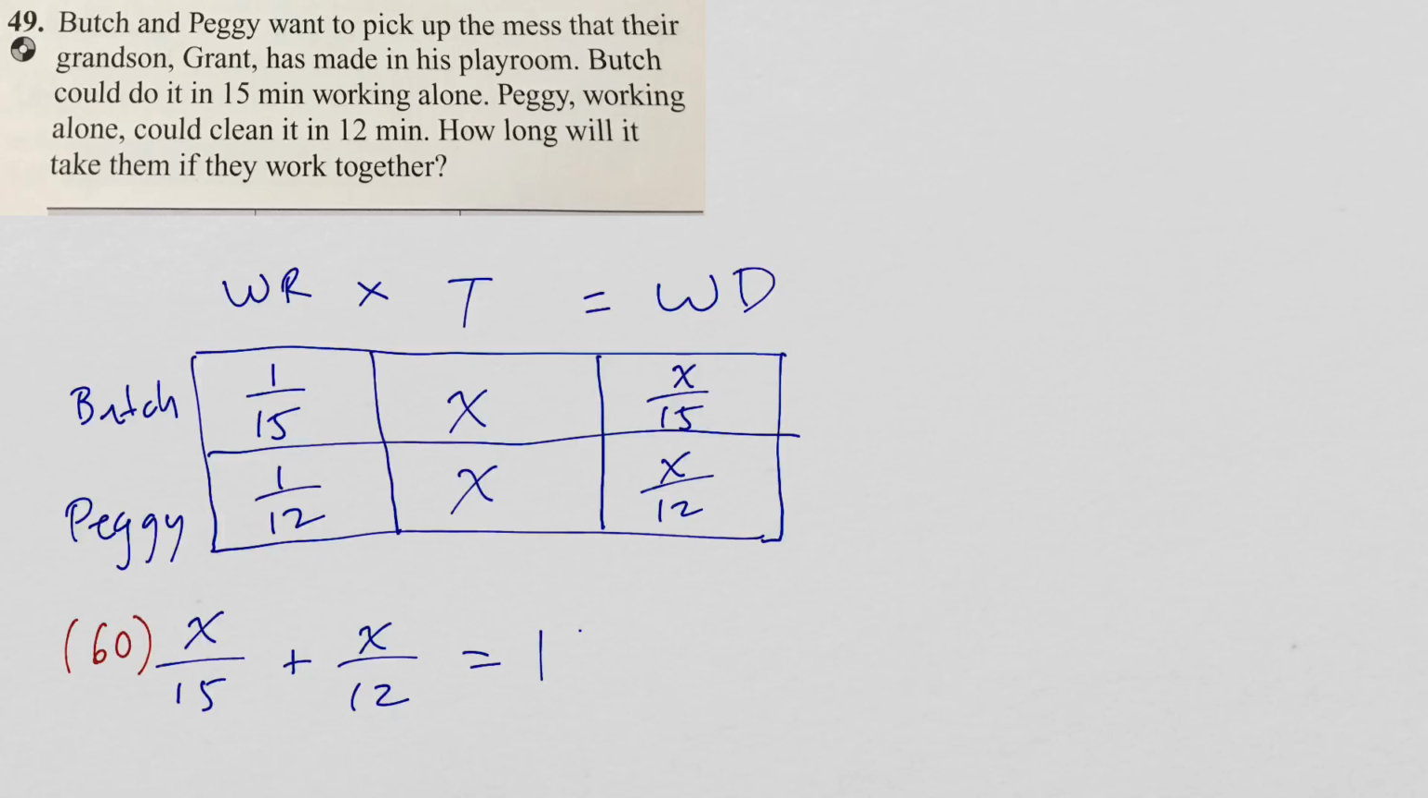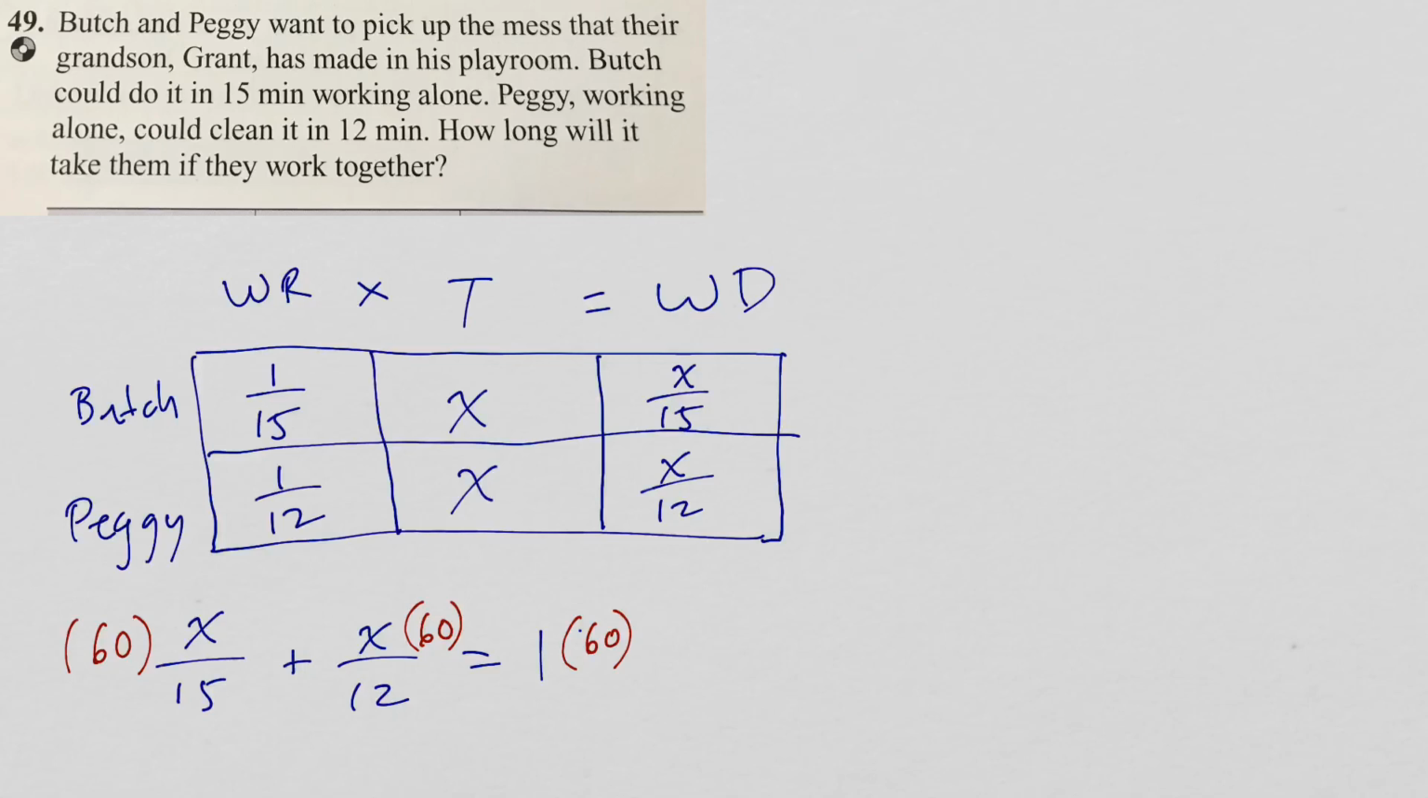So I'm going to multiply by 60. By the way, it's not super important that you get the LCD. If you couldn't figure out what the LCD was, you could just take 15 times 12, and that's 180. You could have multiplied everything by 180. You just have a little more reducing in the end to do, but that's not a big deal.